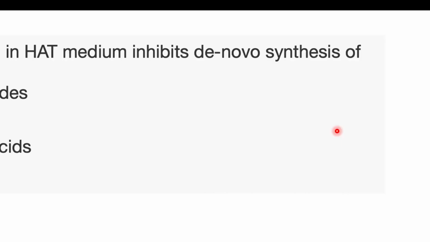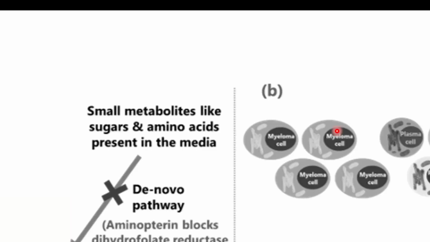Maybe let me reveal what is the correct answer to this question. The correct answer to this question is option A, nucleotides. I think Shanmugha was not clear in the HAT explanation in the previous question. Aminopterin is an inhibitor for the de novo pathway for nucleotide synthesis. So let us understand what are the two pathways for nucleotide synthesis. There is a de novo pathway for nucleotide synthesis. Small metabolites like sugars and amino acids present in the media.